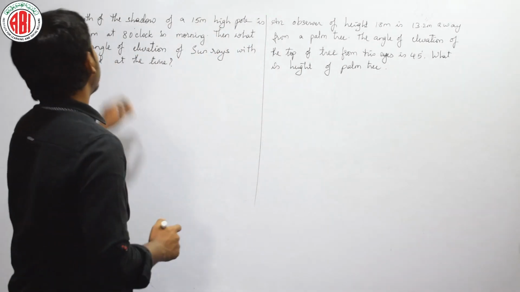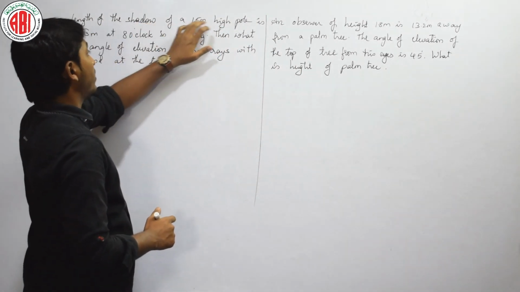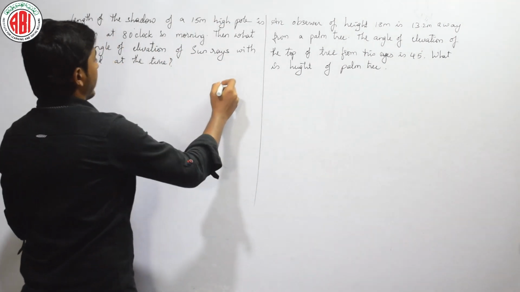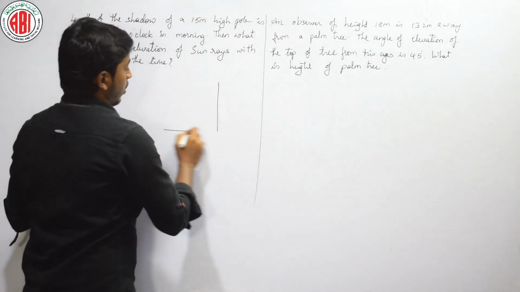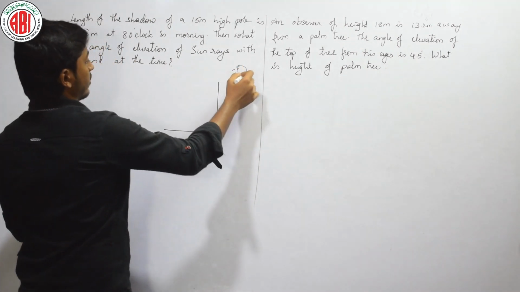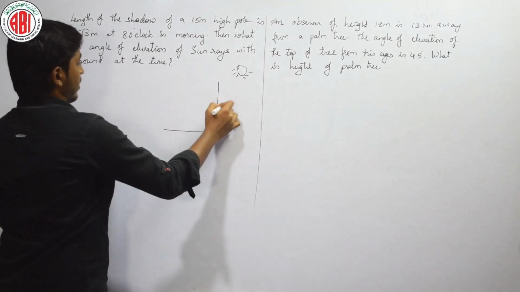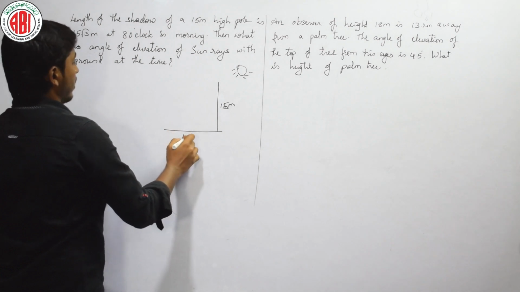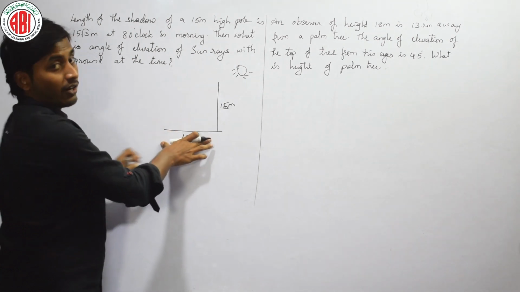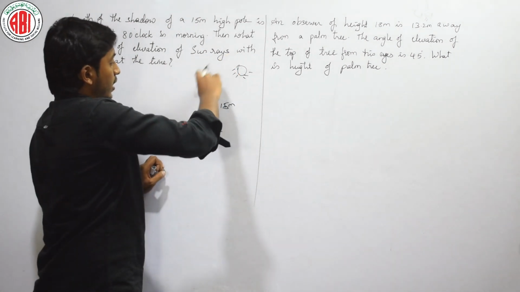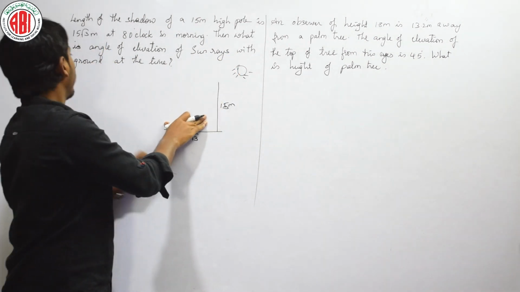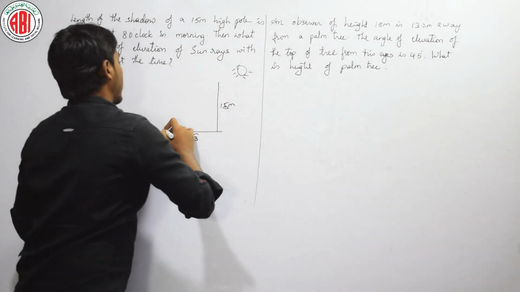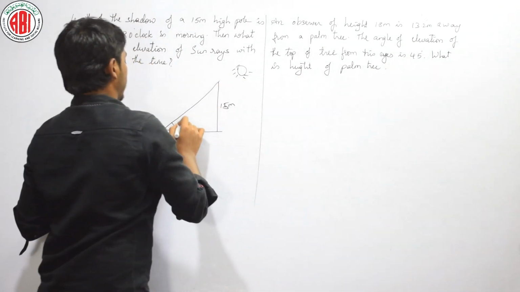The question given here is, the length of a shadow of a 15 meter high pole is 15 root 3 meter. That is, for example, if this is the pole and the sun is somewhere here, see here, the pole is 15 meter, and the shadow is 15 root 3 meters. This is the shadow, right? If this is the pole, its shadow will be on the ground. Then what is the angle of elevation of the sun rays with the ground at that time? He is asking us to find this angle of elevation.